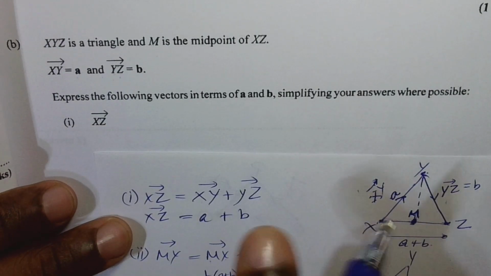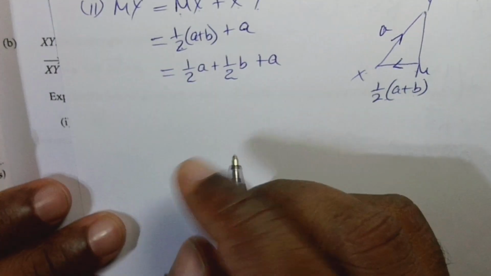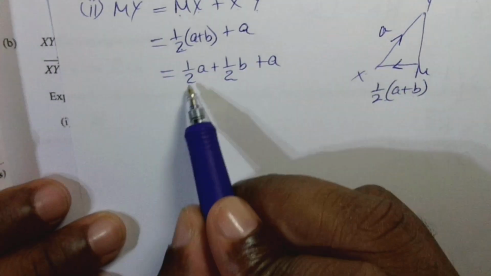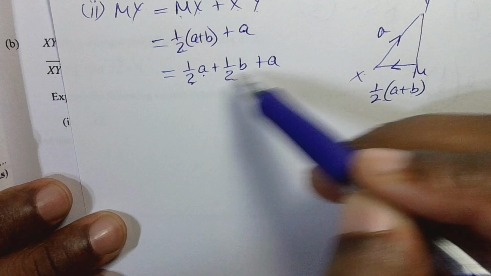Now they did tell us to simplify answers where possible, and since we can simplify this, we're going to do that, right? And this is easy, guys. Think of this. This is half A, this is 1A. So we're adding 1 to half.